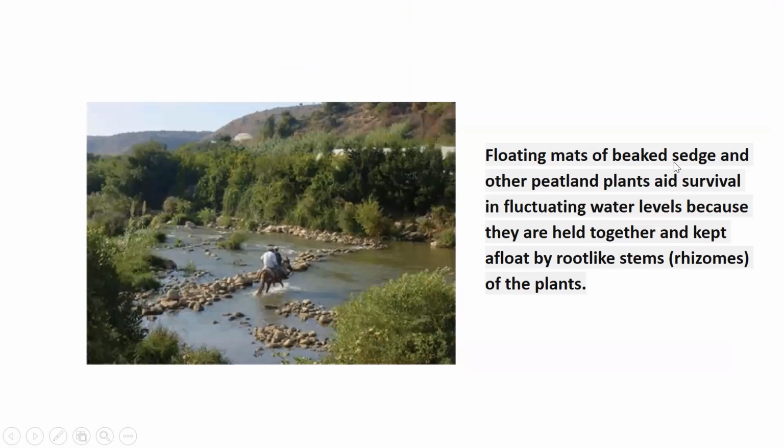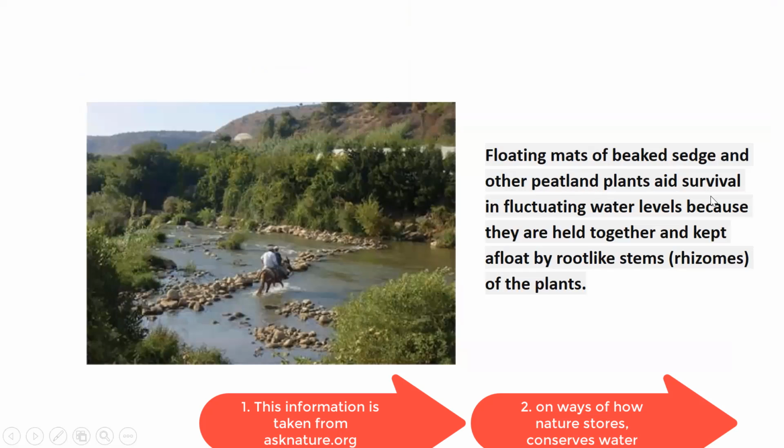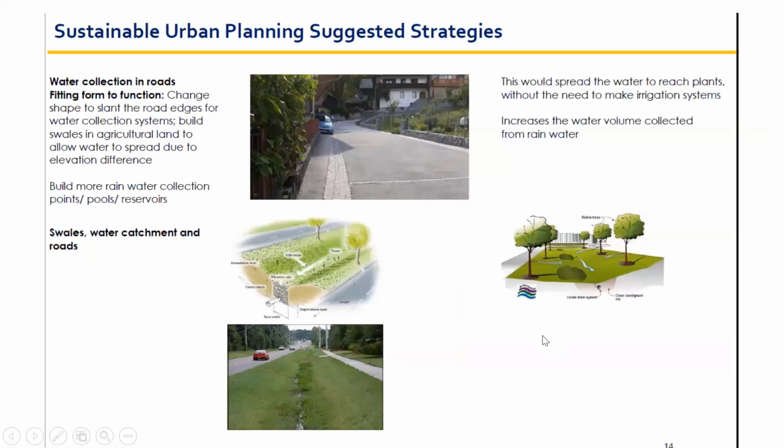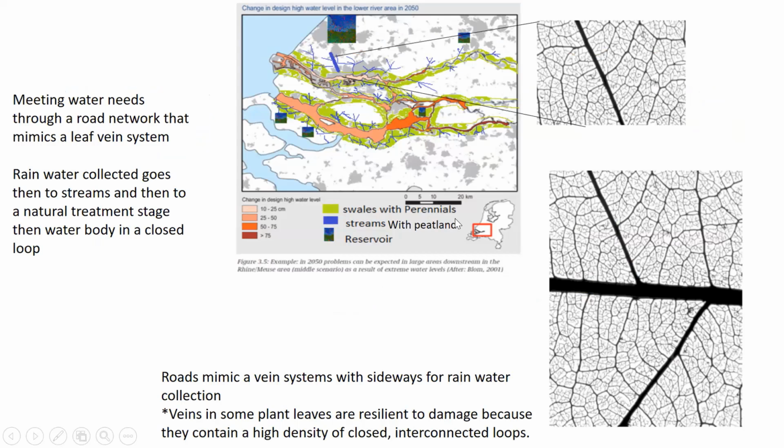So floating mats, also of peatlands, also help in controlling the fluctuation of water levels. That's why we want to add peatlands and allow peatlands to grow. In roads, we can also build these swales and these angles and make this kind of inclination in a way for water to collect on the sides and then be collected in dams.